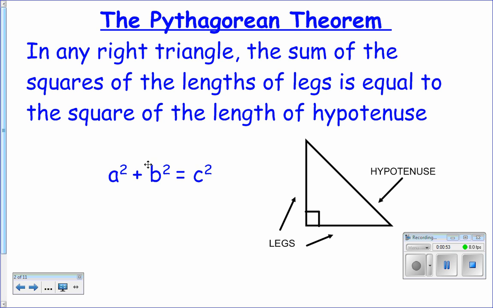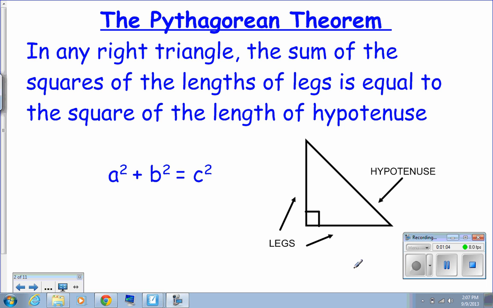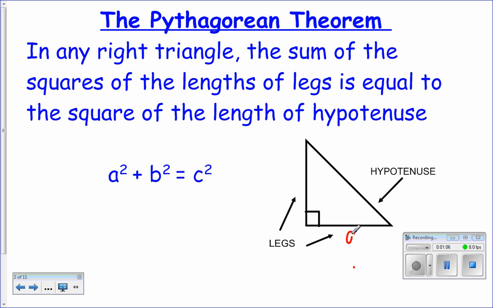To find the length of the sides, you can use a squared plus b squared equals c squared. Your legs are a and b, and your hypotenuse is c. So your leg squared plus your other leg squared equals your hypotenuse, c squared.